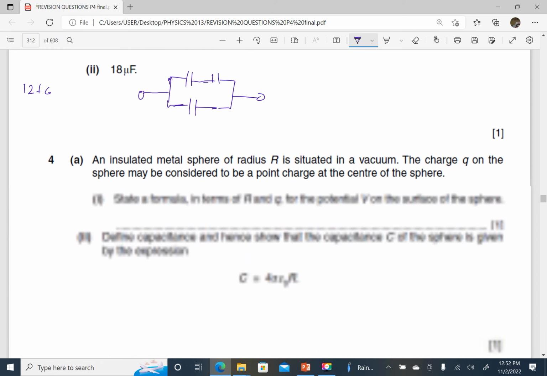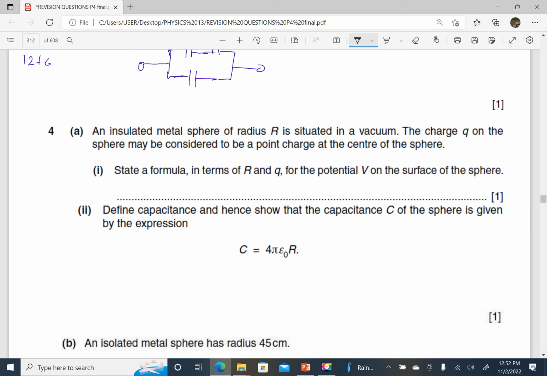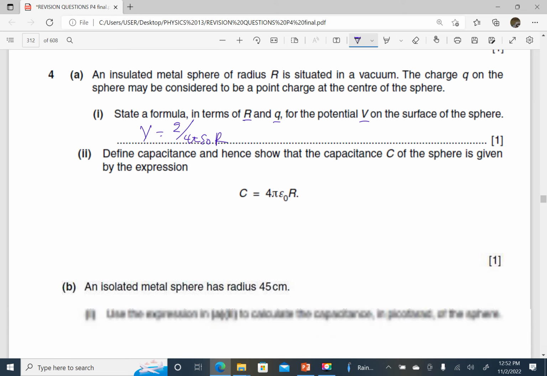An insulated metal sphere of radius r is situated in a vacuum. The charge Q on the sphere may be considered to be a point charge at the center. Write a formula in terms of R, Q, and V of the potential on the surface. That is an equation. V is equal to charge over 4 pi epsilon naught times R. Note that epsilon naught is permittivity of free space.